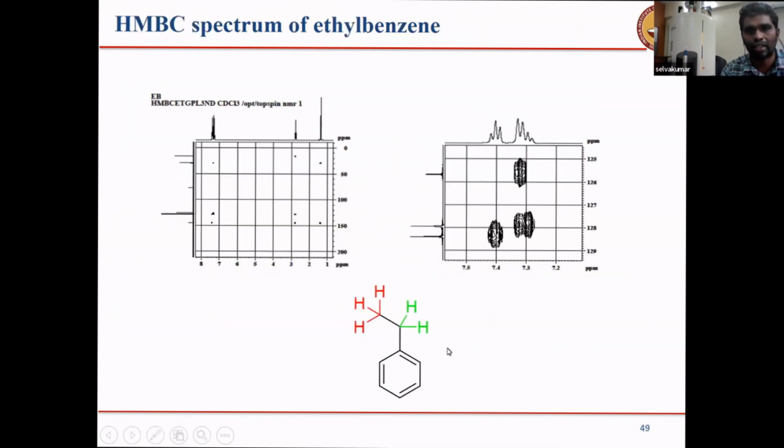See, this is the HMBC spectrum of ethylbenzene. If you are taking this hydrogen, we can see the correlation with this carbon and this carbon. Again, if you are taking this hydrogen, we will get the correlation with this carbon, and we will not get any correlation with this carbon. So this is the HMBC, heteronuclear multiple bond correlation.